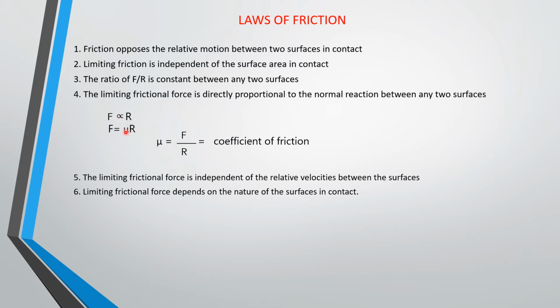Now, the constant of proportionality is called the coefficient of friction, and that is, coefficient of friction is equal to the limited frictional force over normal reaction. Then the fifth law states that the limited frictional force is independent of the relative velocities between the two surfaces. And finally, limiting frictional force depends on the nature of the surfaces in contact.